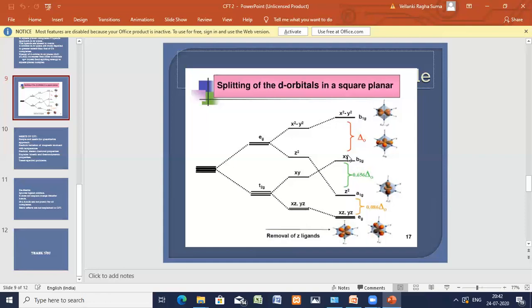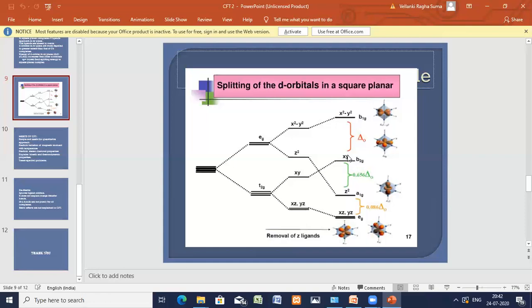Example: cyanide, carbon monoxide, nitrate. All these are the strong ligands. Now, what are the weak ligands? Weak ligands are those which exert weak electrostatic field on the central metal ion, and they have relatively low splitting power.